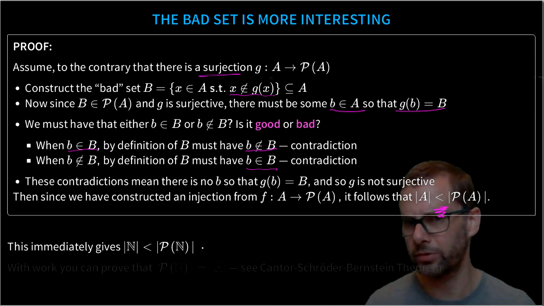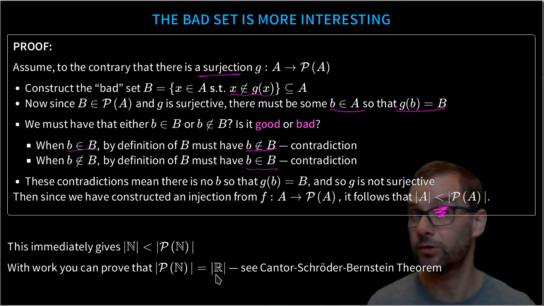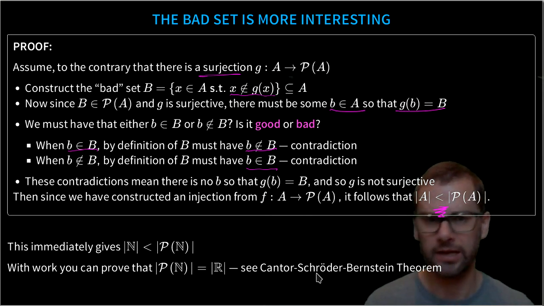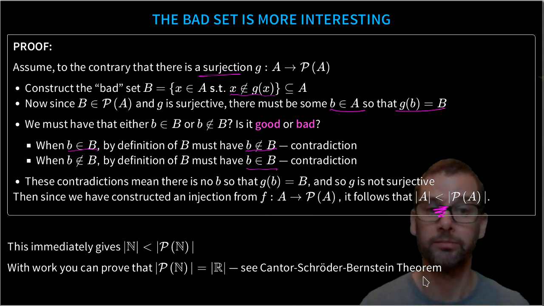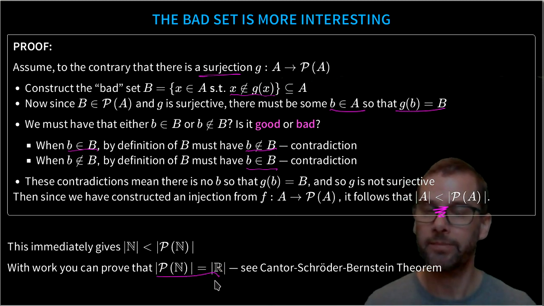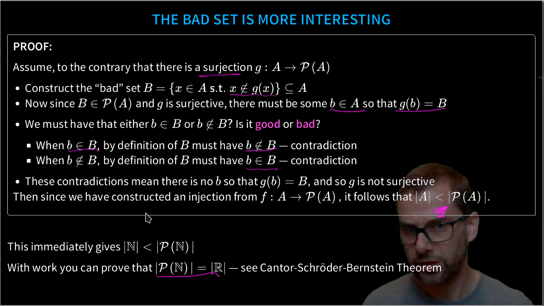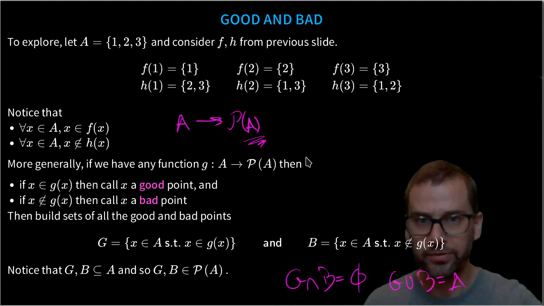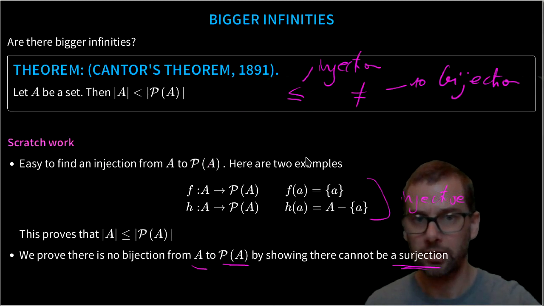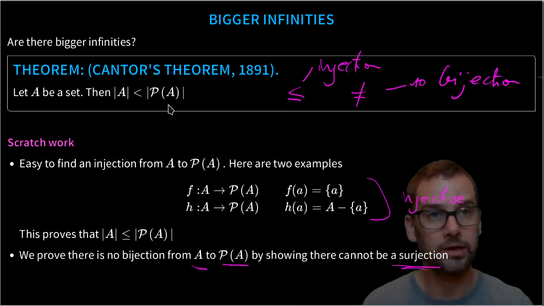Okay, now with a bit of work, you can actually prove that the size of the power set of the natural numbers is equal to the size of the reals. In order to prove that, you need something called the Cantor-Schroeder-Bernstein theorem, which we're not going to do here. But you can prove that the power set of the naturals is the same size as the reals. Okay, so notice we've proved, back a slide, that for any set A, it's always strictly smaller than its power set.